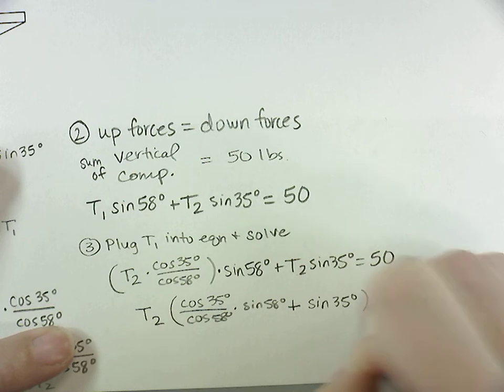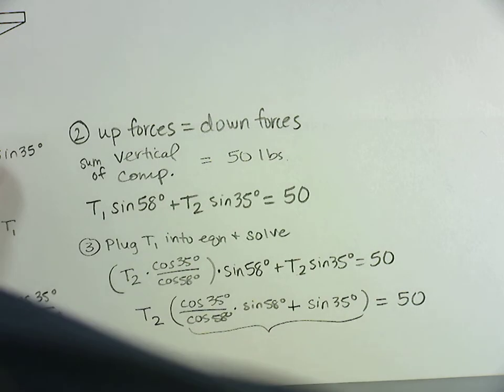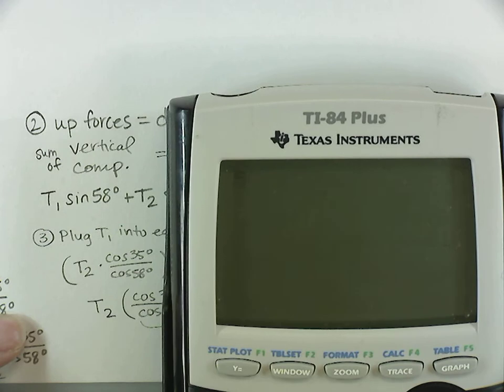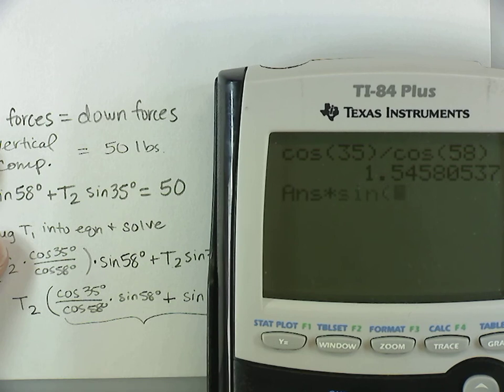So now when I'm solving, I can go ahead and do this on my calculator to get an answer to solve for t sub 2. So I'm going to show you how to do that. When you have this much stuff, it's really better if you do it piece by piece. So the cosine of 58 equals, and then we're going to multiply that by the sine of 58. And we're going to add that to the sine of 35.